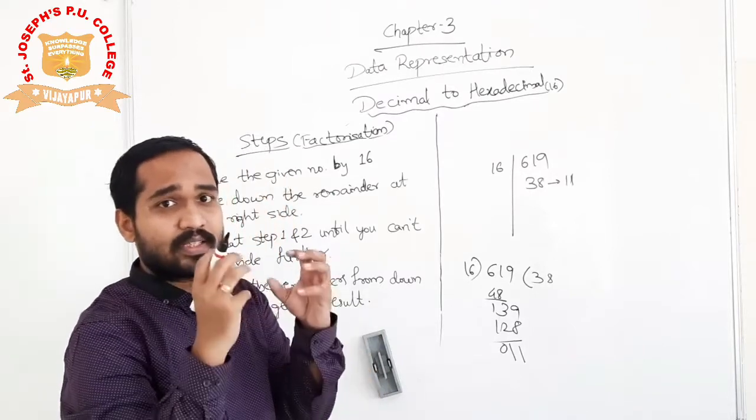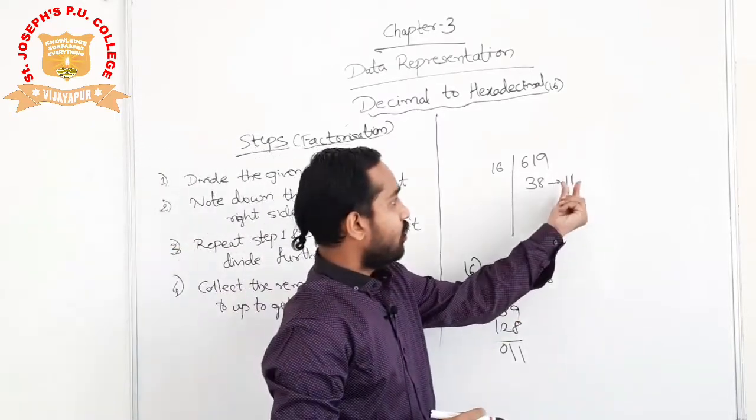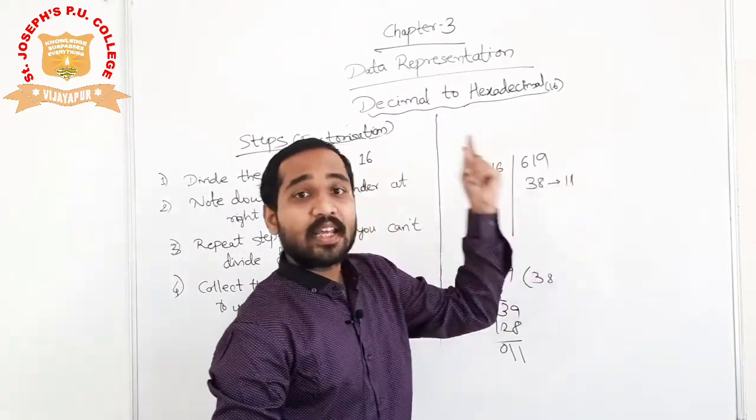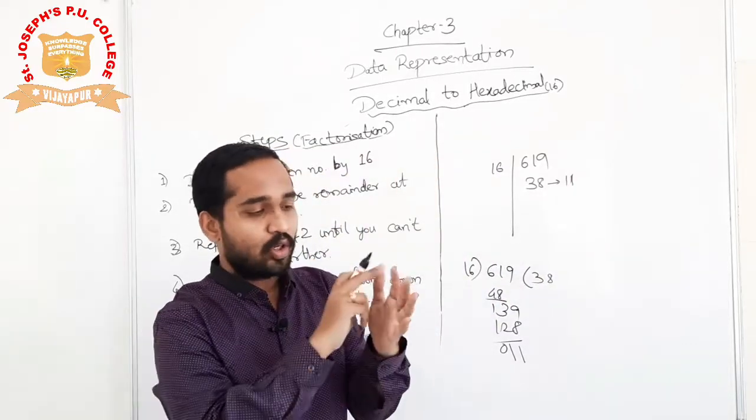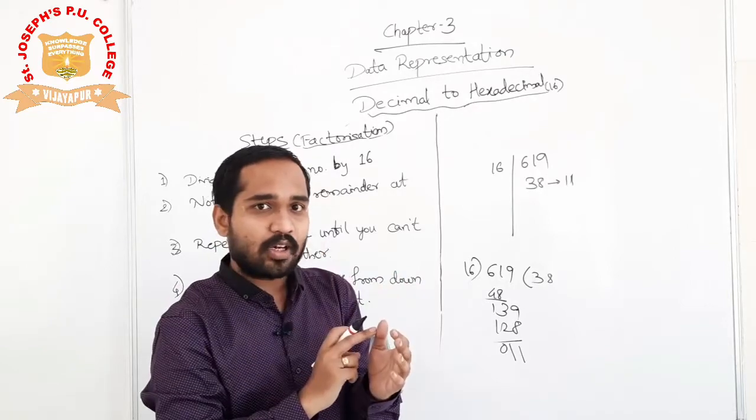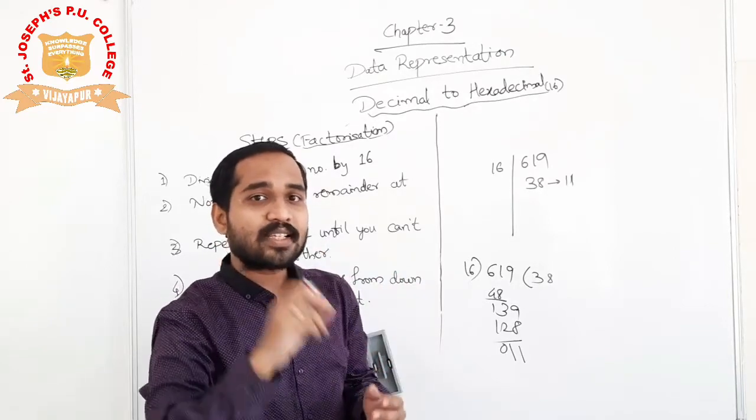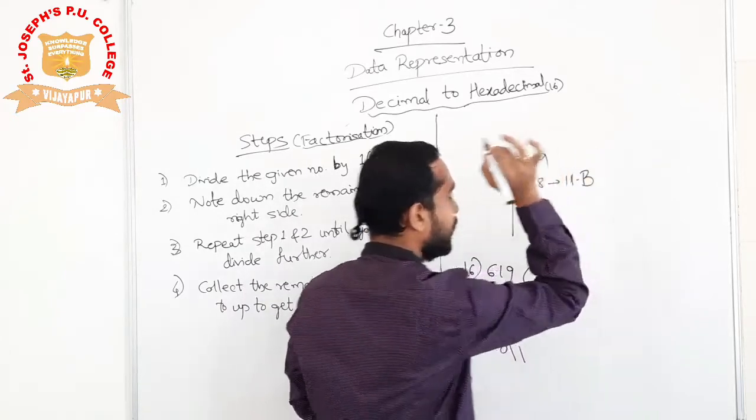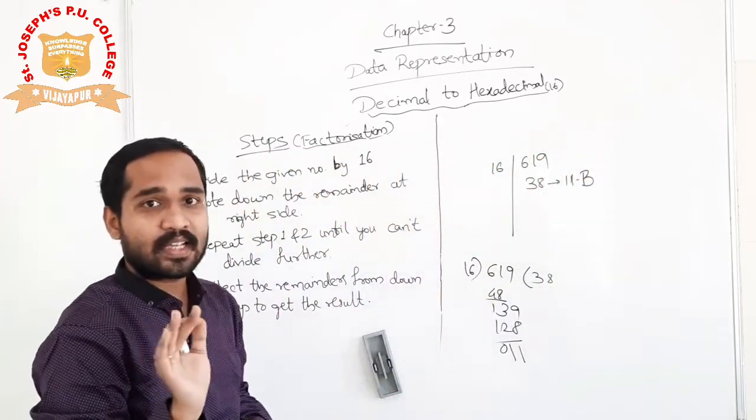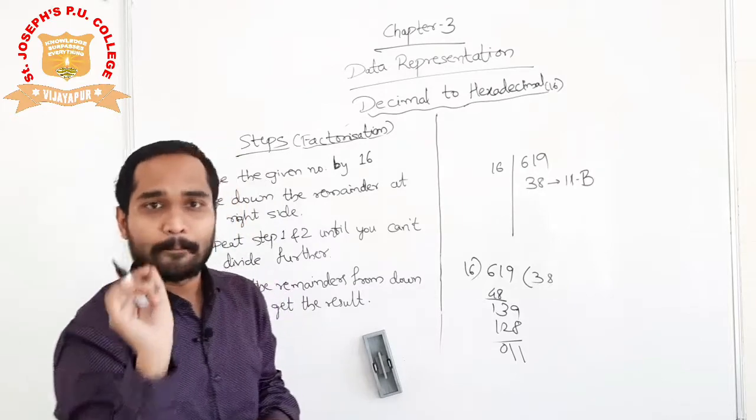But please concentrate here. What do you call this 11 in hexadecimal? That you have to write. Okay. 0 to 9, then 10 is called A. 11 is called B. So this has to be written as B. Don't write it as 11. It has to be written as B.